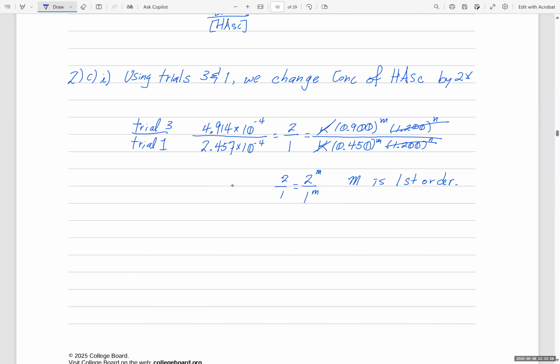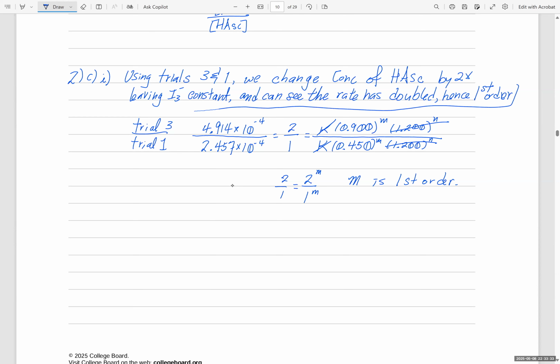By 2x, leaving the other guy, the I3 minus, constant. And we can see the rate has doubled. Hence, first order. Here we go, just like that. Okay, all right, so that's CI, and let's go to CII.